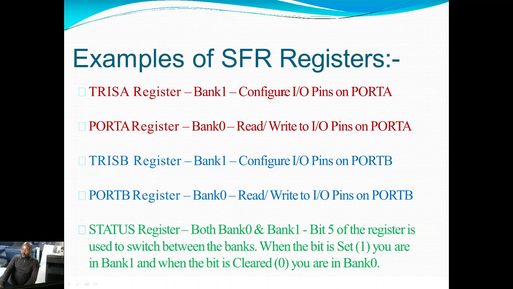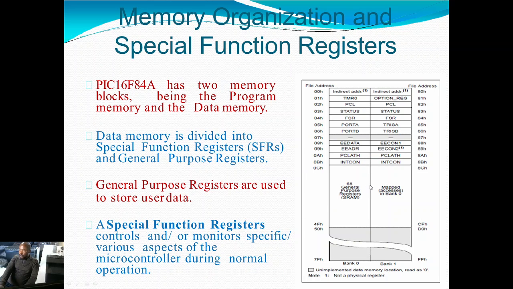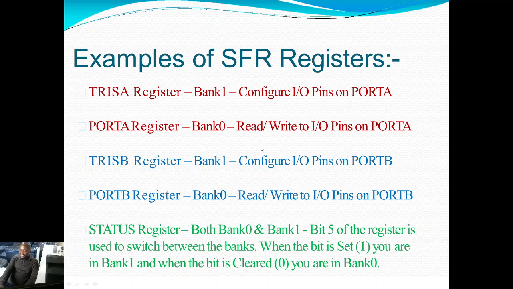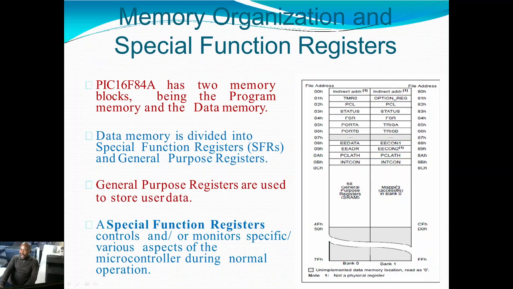Now, how do we switch between the two banks? Bit 5 of the status register is used to switch between the banks. The status register is found in both banks. In bank 0, you have the status register. In bank 1, you still have the status register. Bit 5 of the status register is used to switch between the banks. When you set that bit, you are switching to bank 1, meaning when bit 5 is set, we're in bank 1.